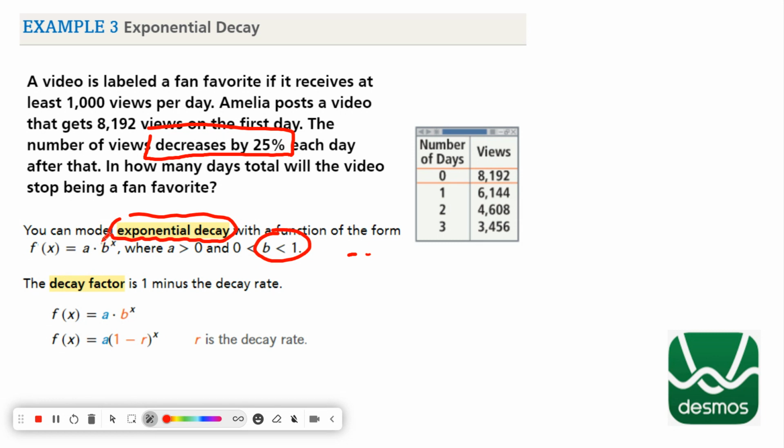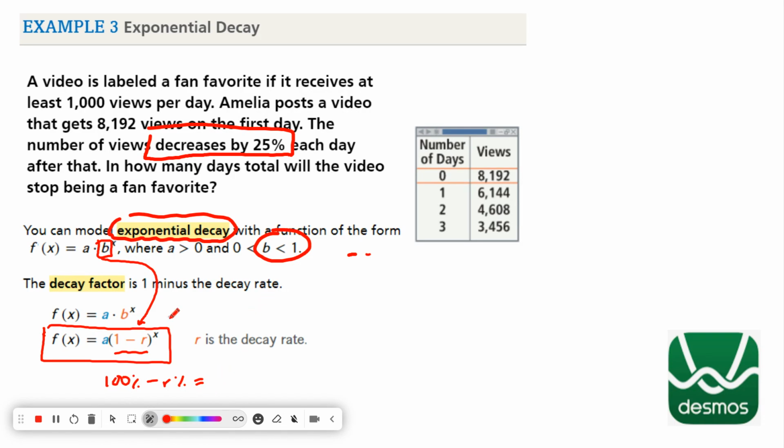Which means this b value in the original exponential function model is going to be replaced with 1 minus r. So here is now our exponential decay formula, 1 minus r. And again, we're going to do 100% minus r% to get our number, and then change it into a decimal. Okay?